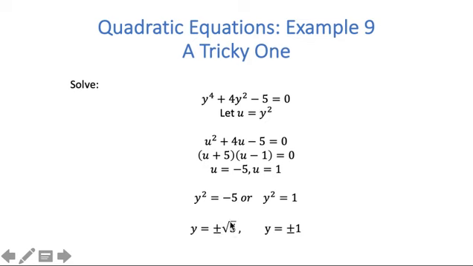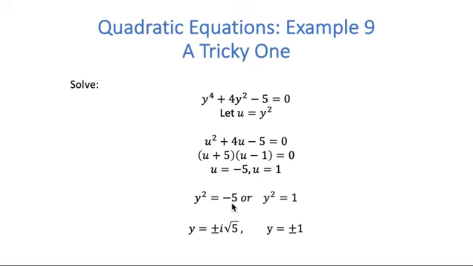Plus or minus the square root of, let me pause the screencast. I was missing my i. So this is y is equal to plus or minus i times the square root of 5, and y equals plus or minus 1. Make sure that you see there's an i here because we were taking the square root of a negative number. All right, now, one more.